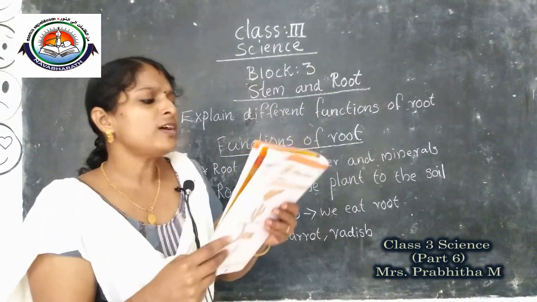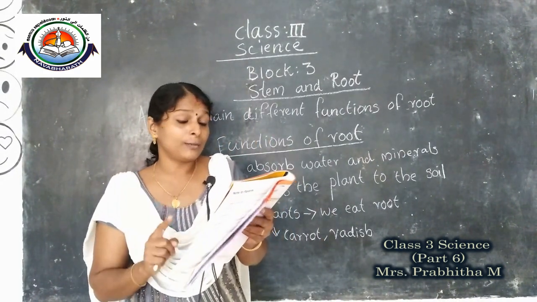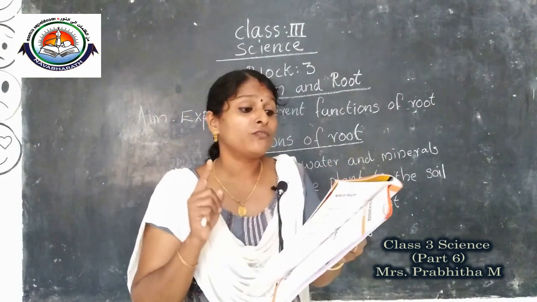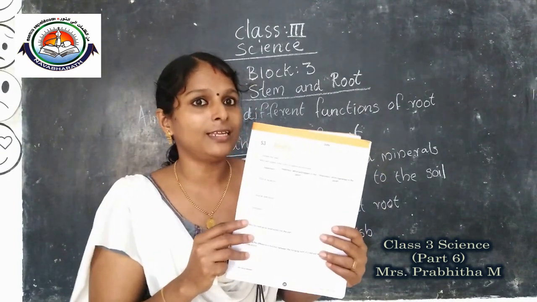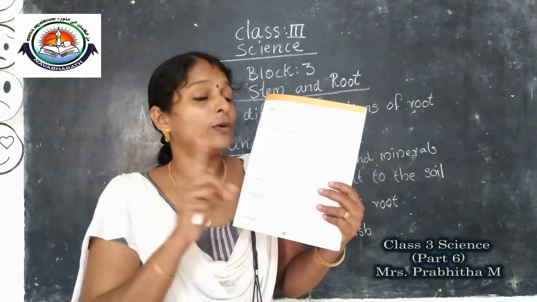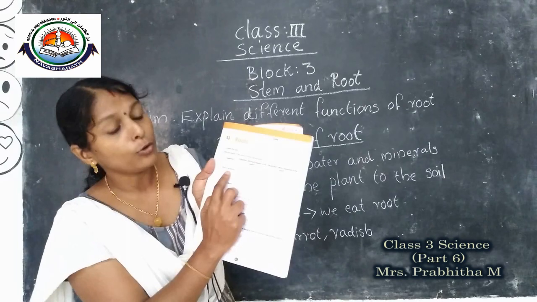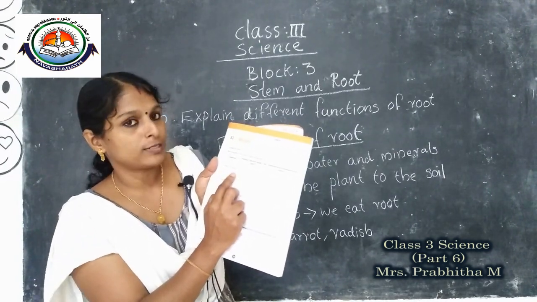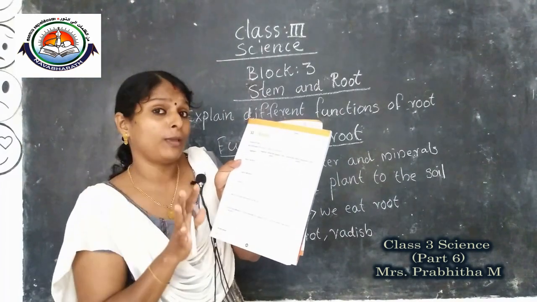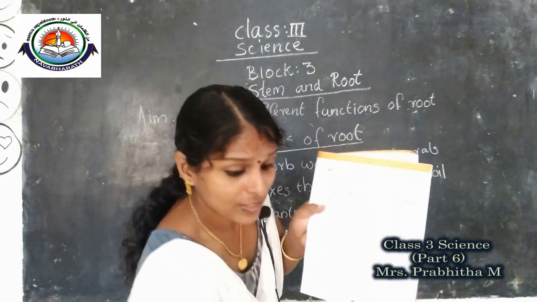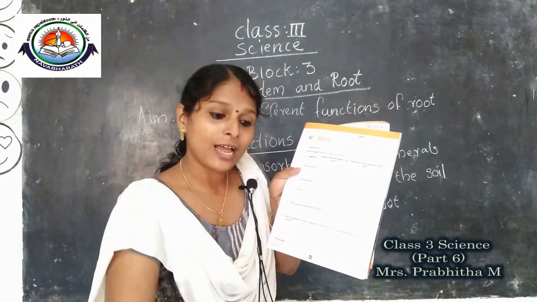The first question is to complete the table. What will happen if the roots of a plant are removed? Madam showed you two plants, isn't it? One plant has roots and one plant does not have roots. The first is plant A, no roots. We cut the plant's root and keep it for many days. Then what is the condition? No root, so the plant will die, isn't it?